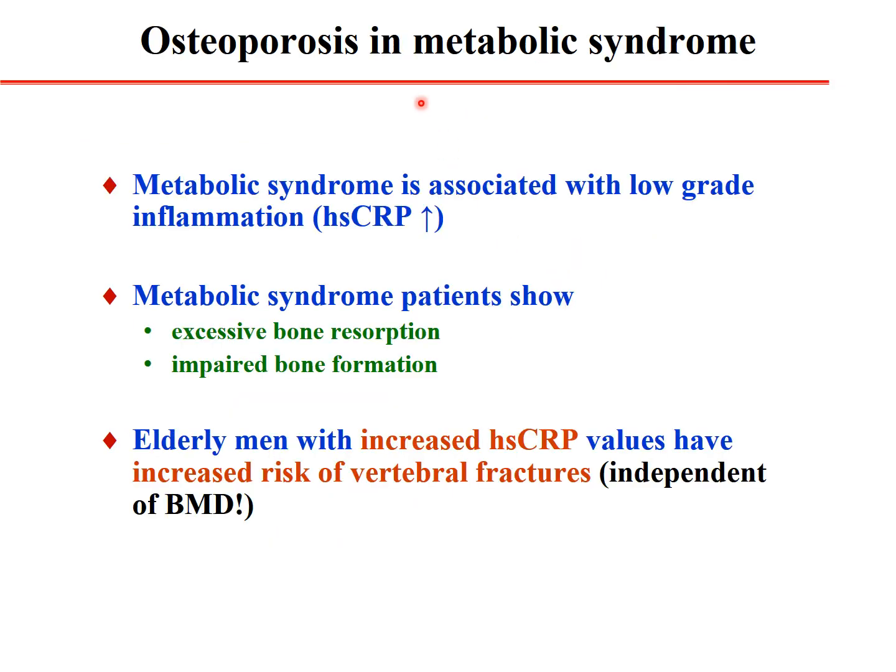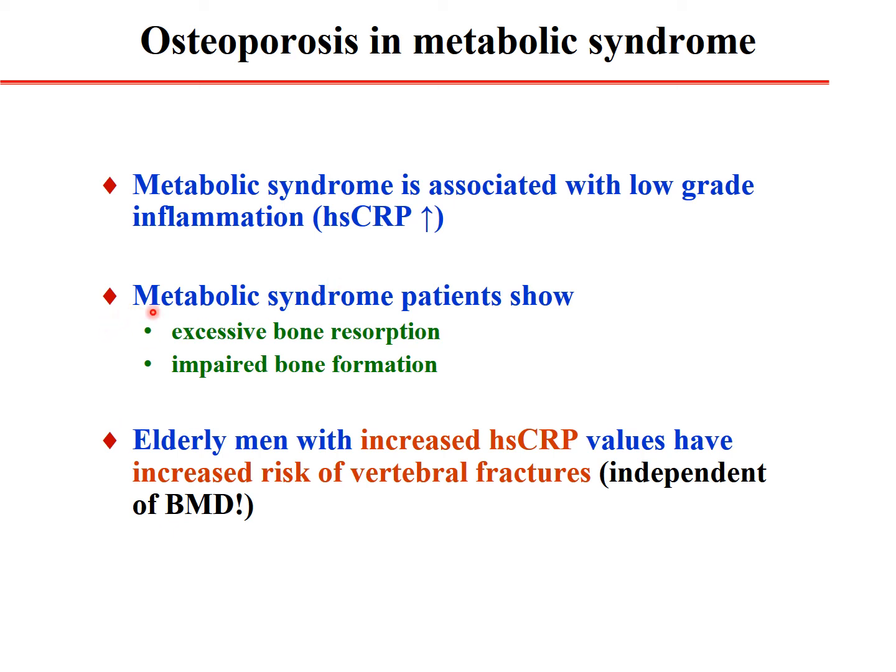Now, osteoporosis in metabolic syndrome is very important. Metabolic syndrome is associated with low-grade inflammatory processes. When we measure, for example, the high sensitivity CRP test, we can see that CRP is elevated. It's still in the normal range, not exceeding, for example, 10, but it can be higher than normal, up to, for example, 3 milligrams per liter.